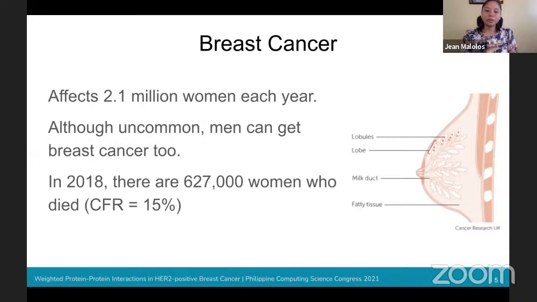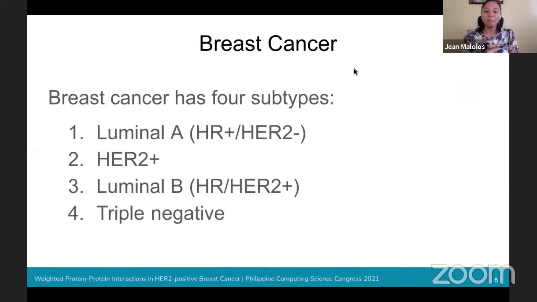When abnormal cell growth starts in breast cells, usually in the duct, it generally leads to breast cancer. Breast cancer mainly affects women with 2.1 million cases per year. Although uncommon, men can get breast cancer too. In 2018, the World Health Organization reported that 627,000 died, having a cancer fatality rate of 15%.